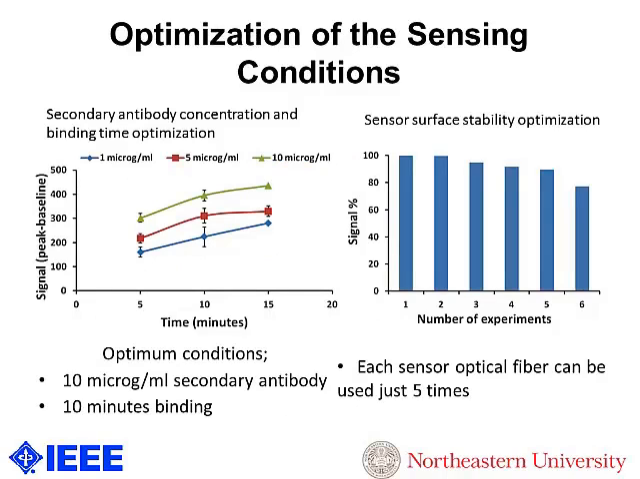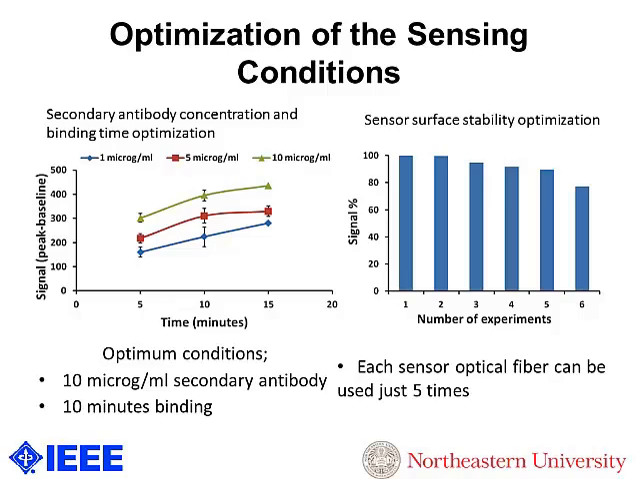First, we made some optimization experiments. One of them is secondary antibody concentration and binding time optimization. Here we use 1, 5, and 10 microgram per ml secondary antibody, and we let them bind to the surface for a while. We saw that after 10 minutes, we have a stable signal, and we conclude that 10 microgram per ml, the highest concentration, and also 10 minutes is optimum.